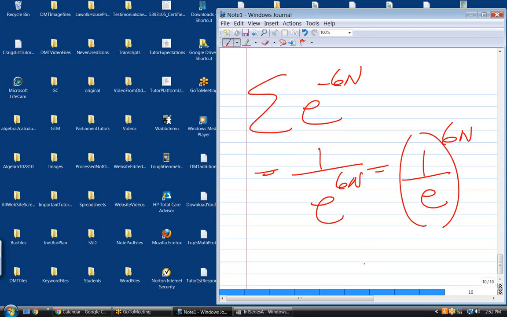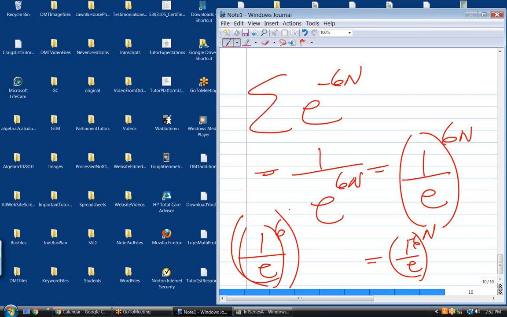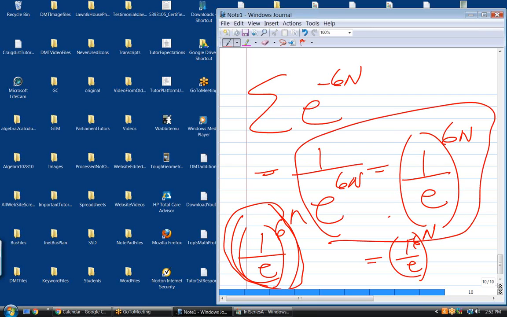And the next thing I did was I took 1 over e to the 6th on the inside and took the whole thing to the n. Actually, what I did was this: I took 1 over e to the 6th and took that whole thing to the n. And now 1 over e to the 6th became my R of my geometric series. But this step here is not always that valuable.